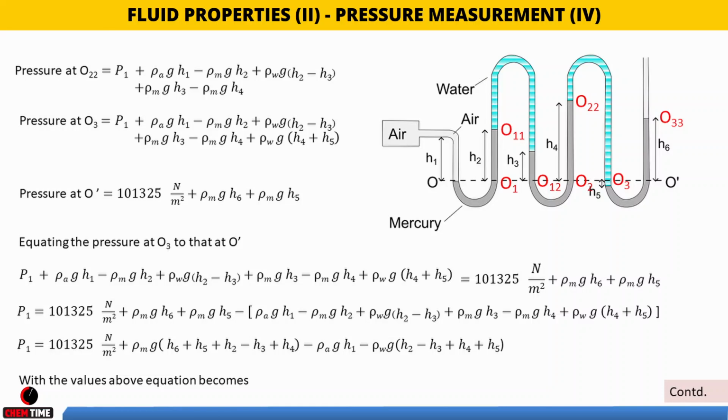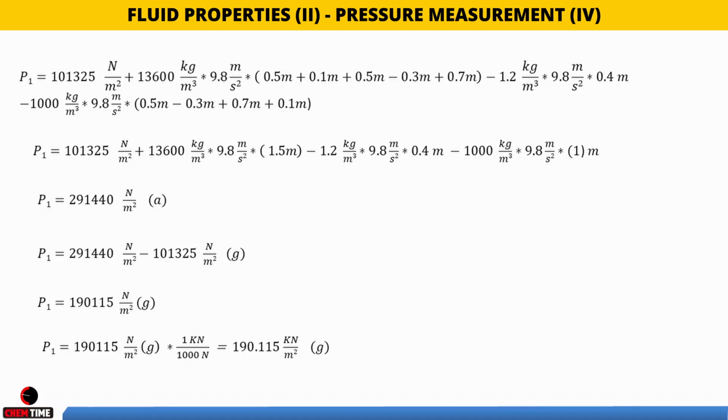And when you equate these, we'll get the desired equation, which can be used to calculate the pressure with the values of the density of mercury, density of water, and density of air, as well as the height values H1, H2, H3, H4, and H5. We can calculate the pressure of air in the tank as P1 equal to 291,440 newtons per meter square. Since the required pressure is expressed in terms of gauge pressure, P1 will be 291,440 minus atmospheric pressure, that is 101,325 newtons per meter square.